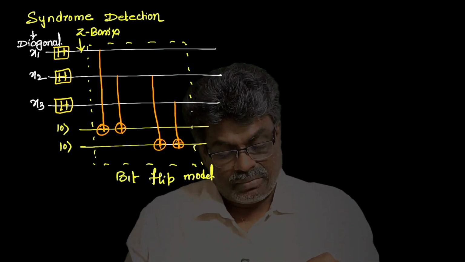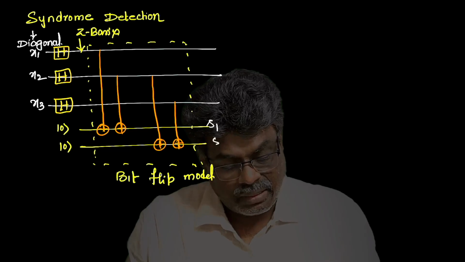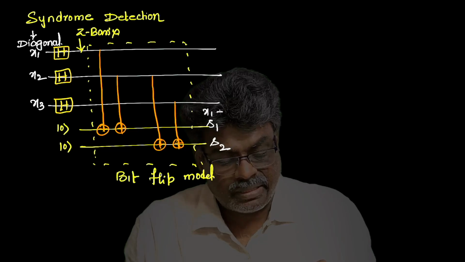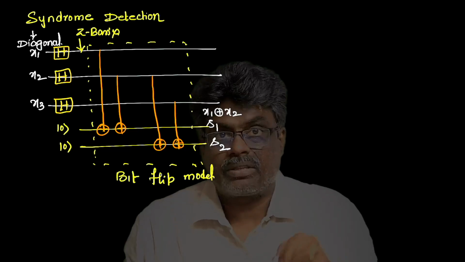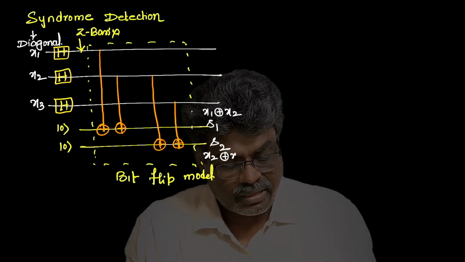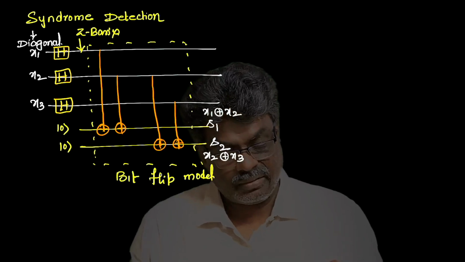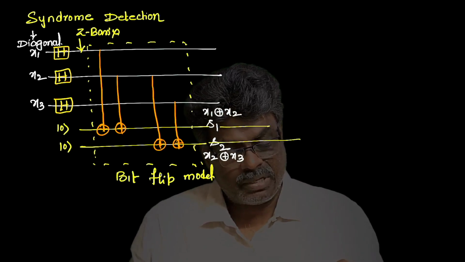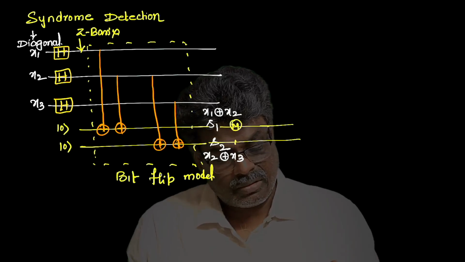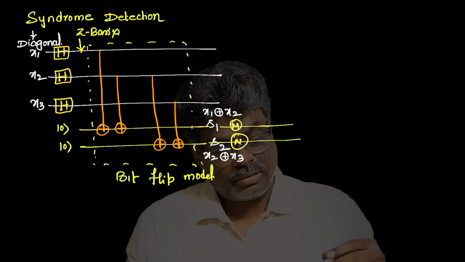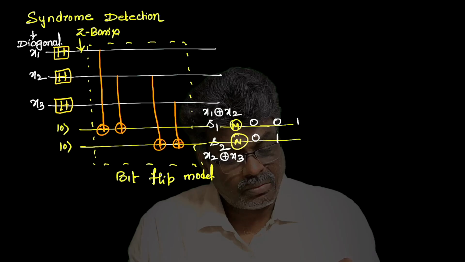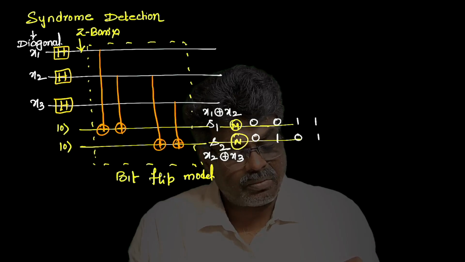Okay, now after that, here we have S1 and S2. In the last class I have discussed already, S1 is nothing but x1 XOR x2, and S2 is nothing but x2 XOR x3. Fine. So once you make a measurement, we'll get either 0 0, or 0 1, 1 0, 1 1.